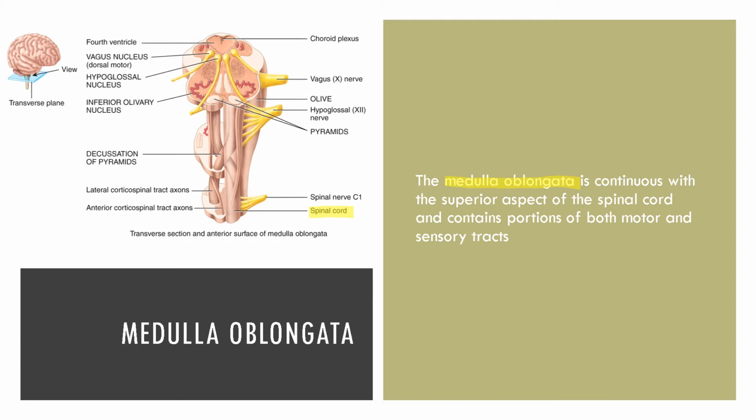Now, some of the white matter forms bulges on the anterior aspect of the medulla, and these protrusions are called the pyramids. These are formed by large cortical spinal tracts that pass from the cerebrum to the spinal cord. Now, the cortical spinal tracts control voluntary movements of the limb and trunk.